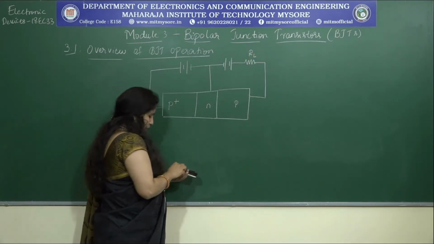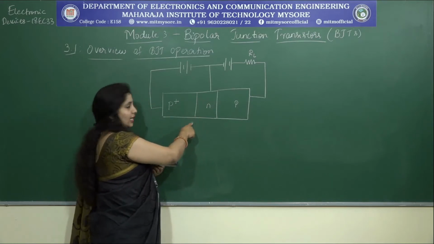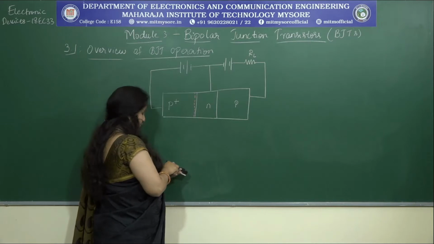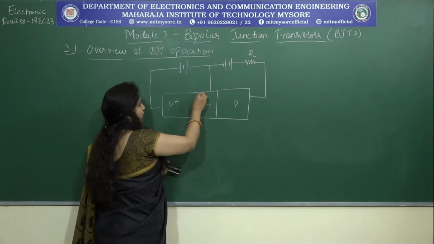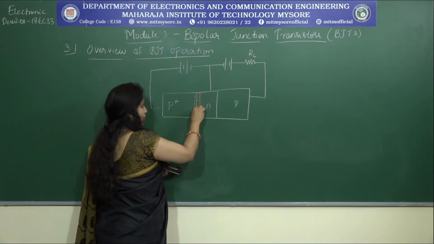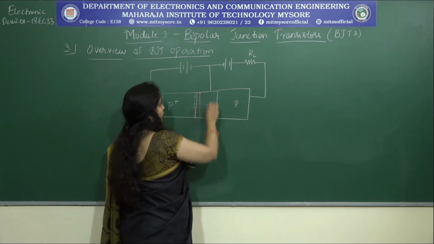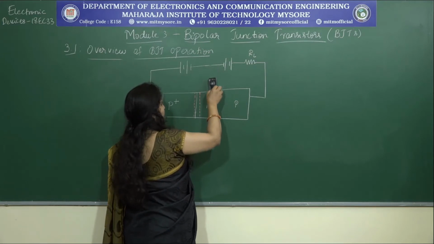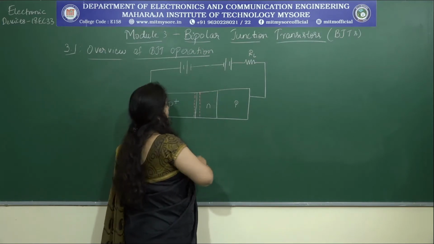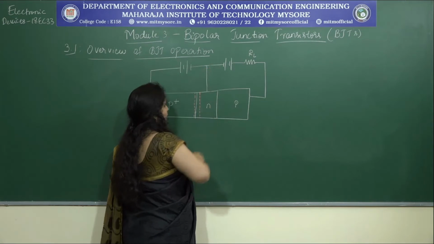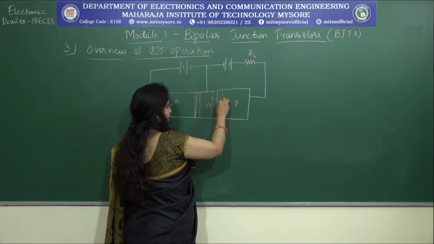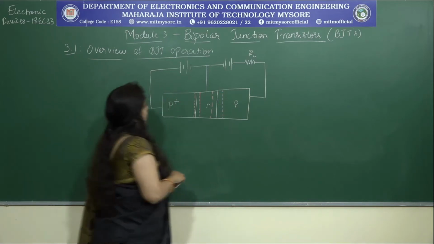Done? Now, what happens to the depletion width that I have? Here it will be less wide, whereas at this end it will be widened a little more. Then since these are lightly doped, let me show the width to be increased. Done?